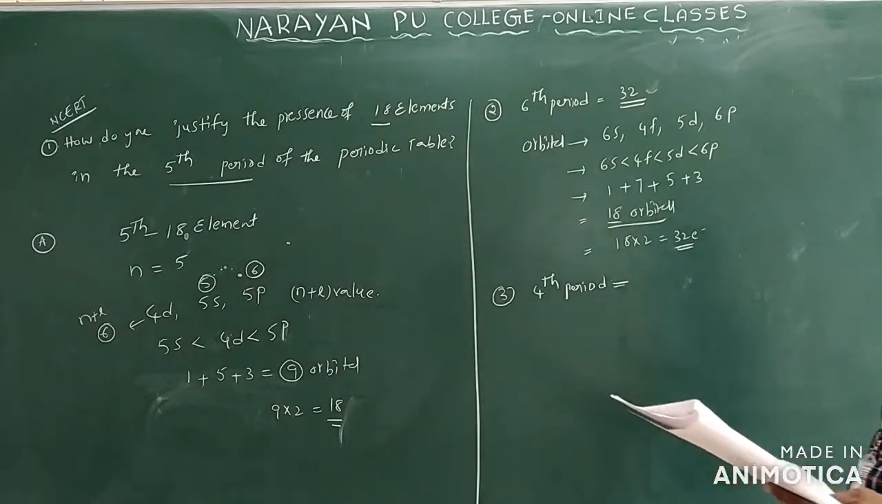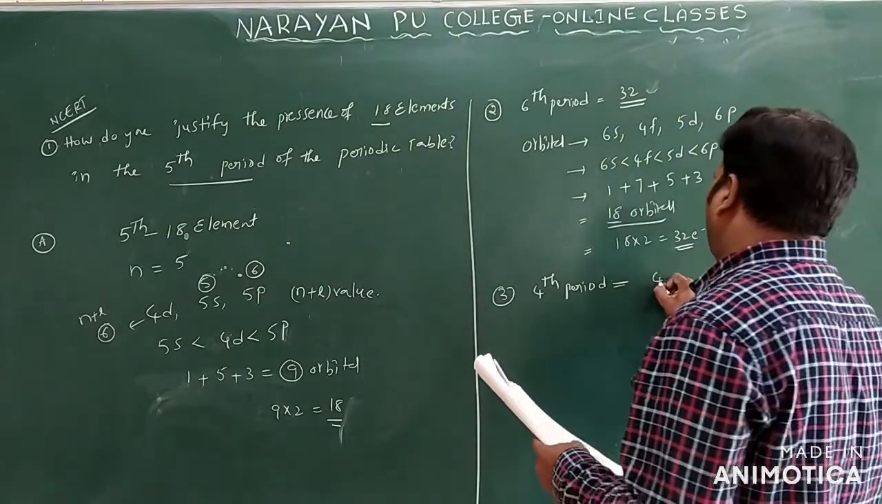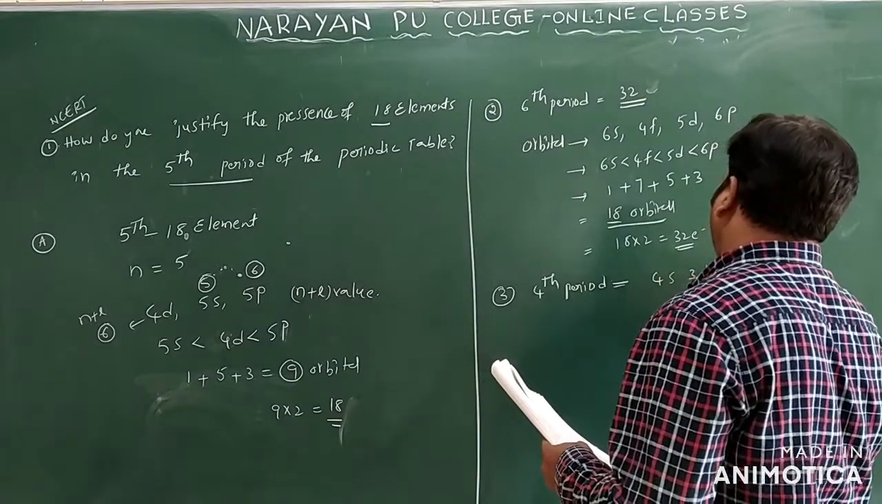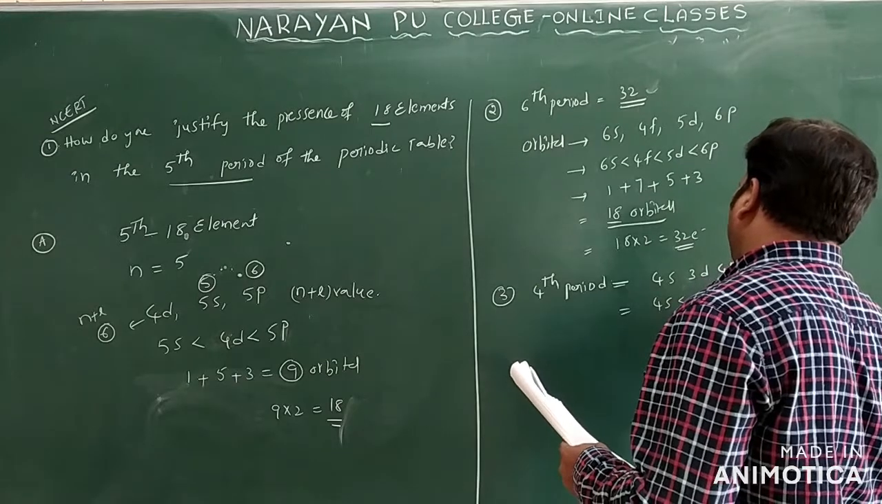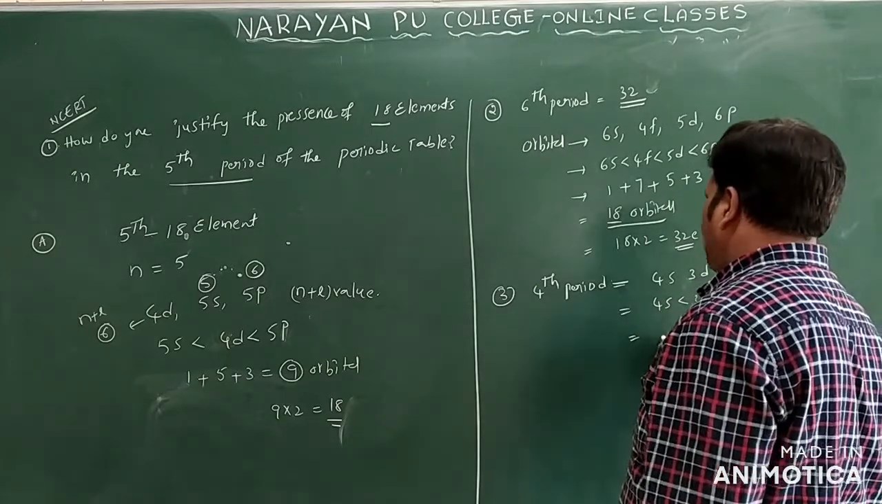If you take the fourth period, we have 4s, 3d and 4p. What will you write? 4s less than 3d less than 4p. S orbital means what you can write?